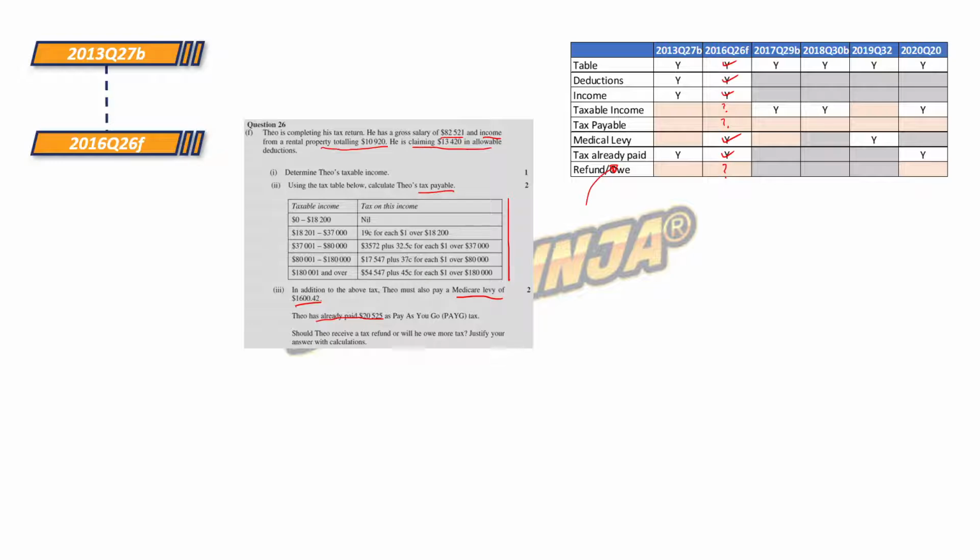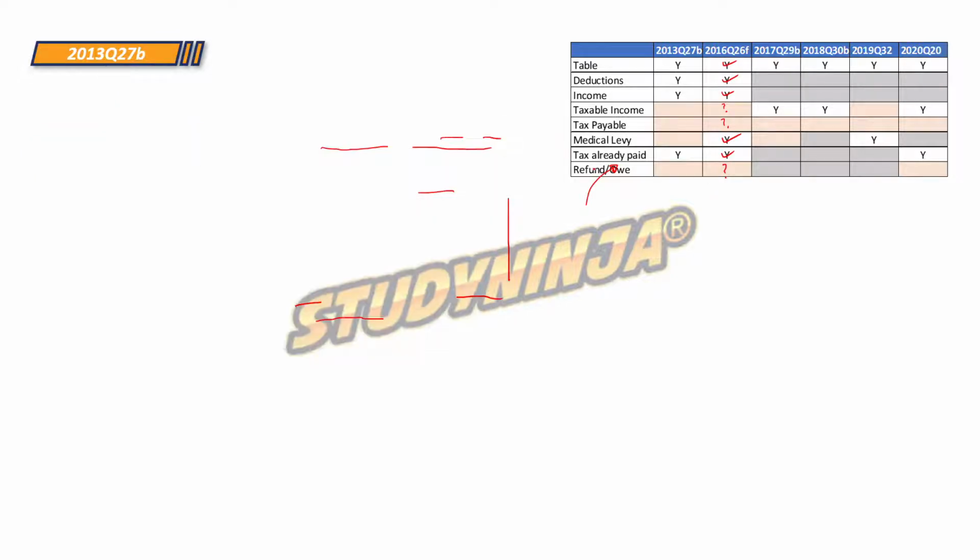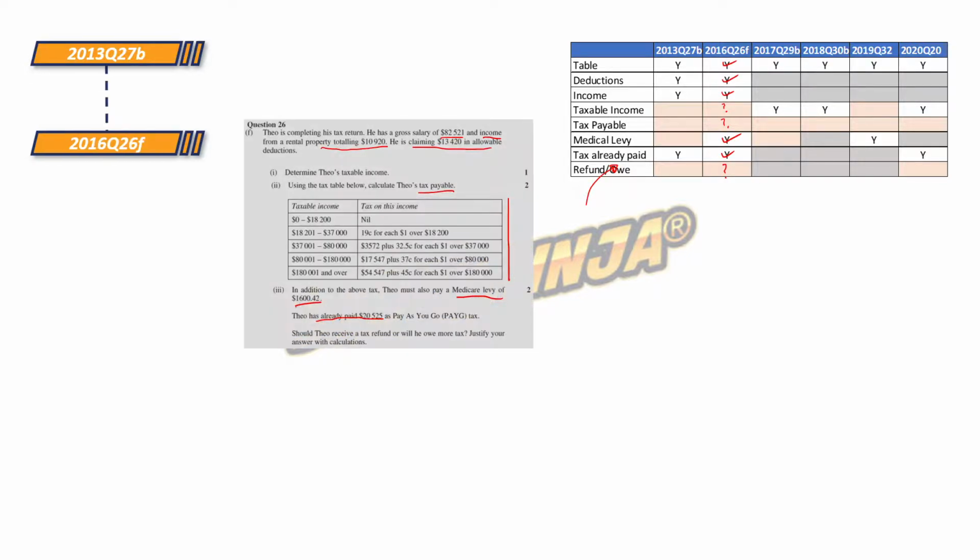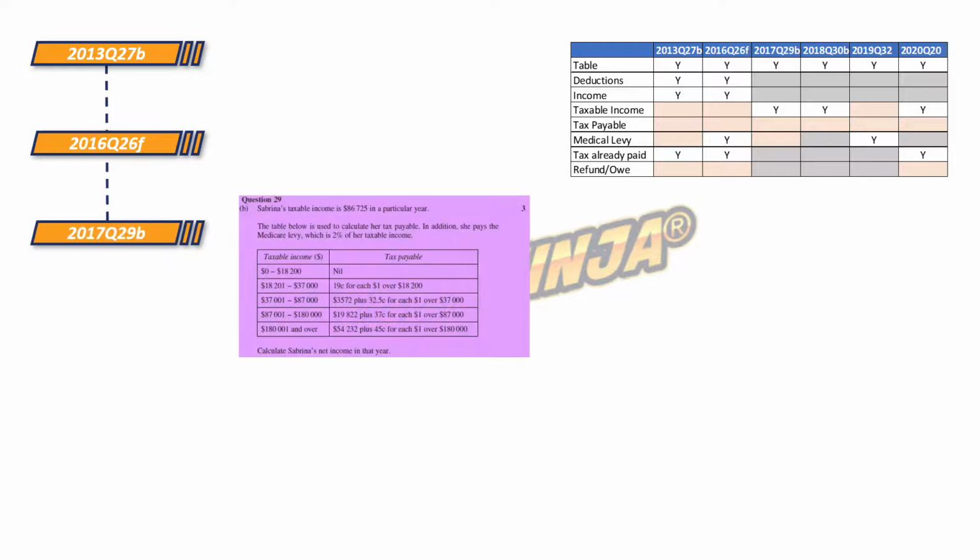But again, as I've put in this table, one of the things is missing and you have to work it out from the given information. So remember these. Okay, let's move on.